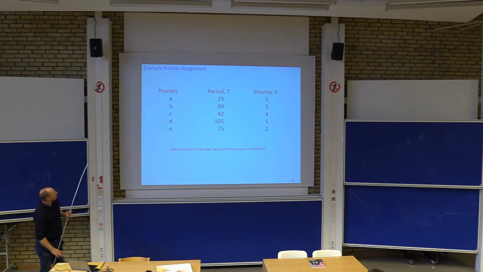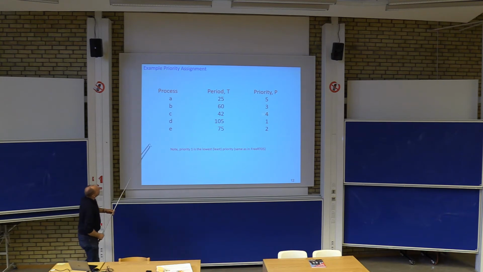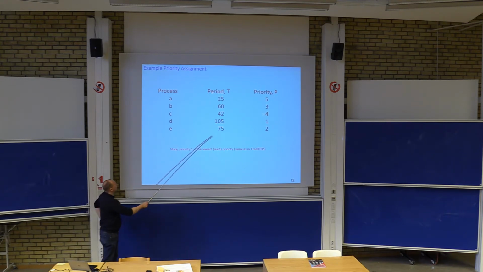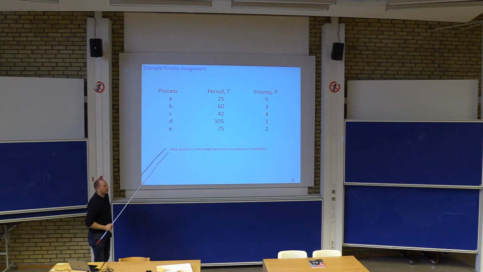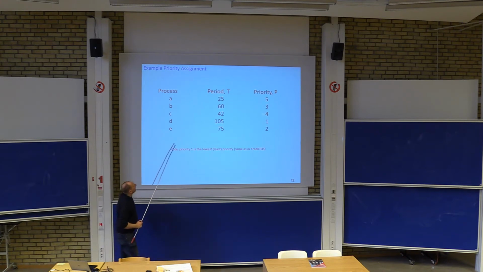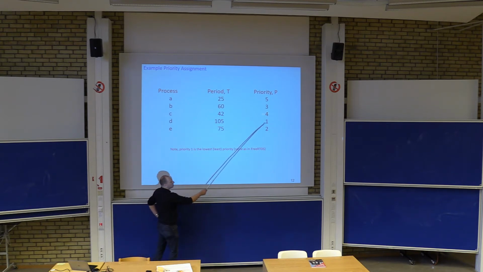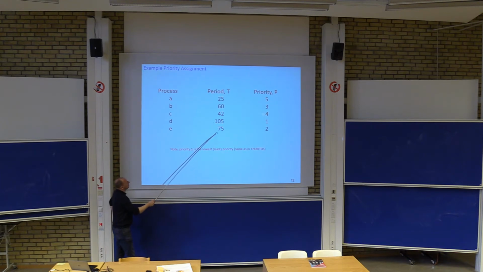So we can just see an example here with 5 different processes, and you have the periods here. And you see that they are not multiples of each other. And then basically you go here and you start with the longest period. So process D, you will give that the lowest priority, 1. And then you look for the second longest period, you give it priority 2, and so forth.